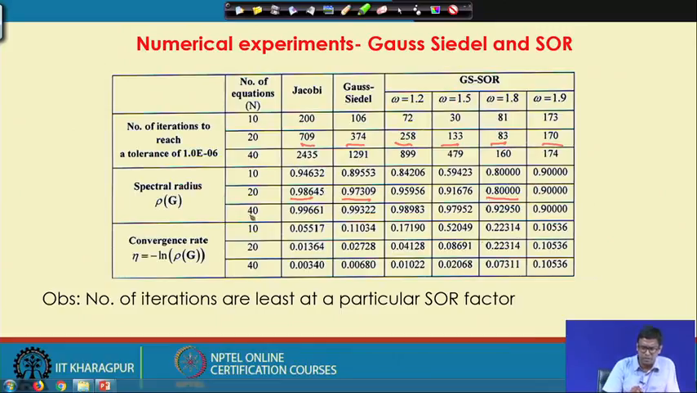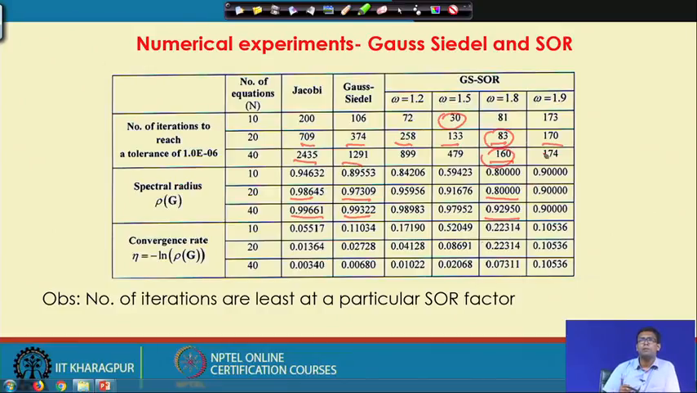If we look at the larger 40 by 40 matrix, the spectral radius for Gauss-Seidel is 0.99322 and for Jacobi is 0.99661, and the number of iterations are 2400 or 1291. For omega 1.8, the spectral radius is 0.92 and the number of iterations is 160, the minimum. Again, looking at varying omega, for a 10 by 10 matrix the least comes at omega 1.5. For 20 by 20, the least number of steps is 83, at omega 1.8 again.